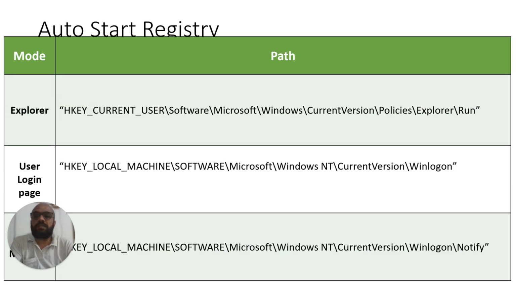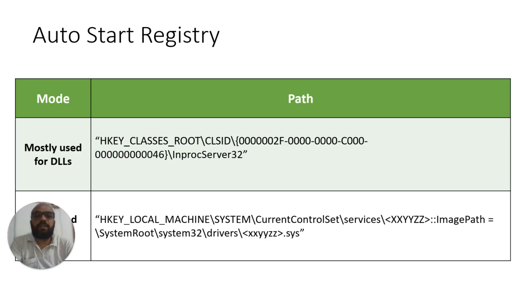For the user login, it can be under Windows login. Whenever a malicious code has to be executed before login comes, it can be put under this path, and it starts before Windows login. For Explorer, it can be under CurrentVersion Policies Explorer and then Run. And for every Windows logon, when you want to notify, there is one folder, and when a malicious file wants to execute, it can be present in that path.